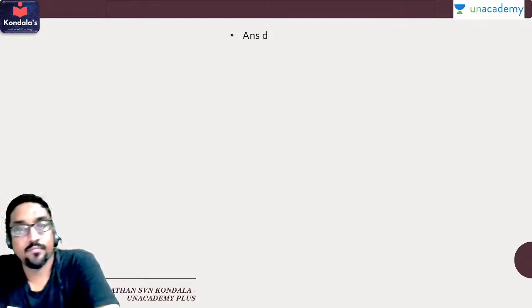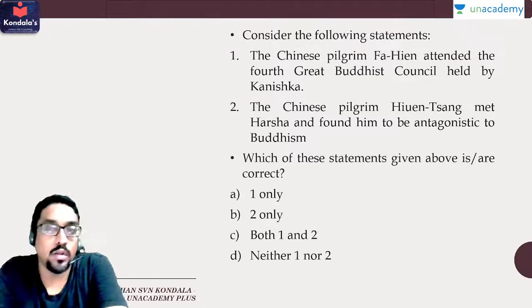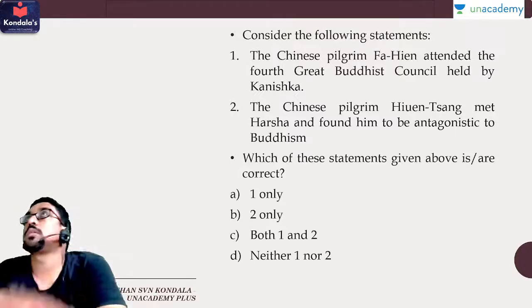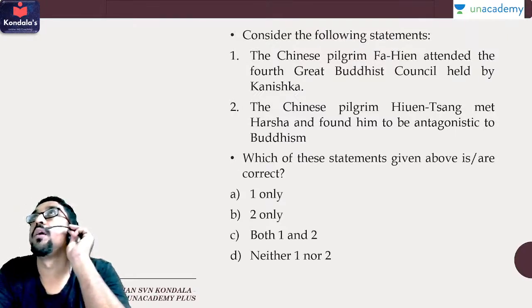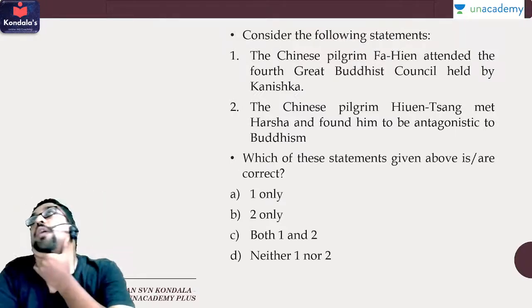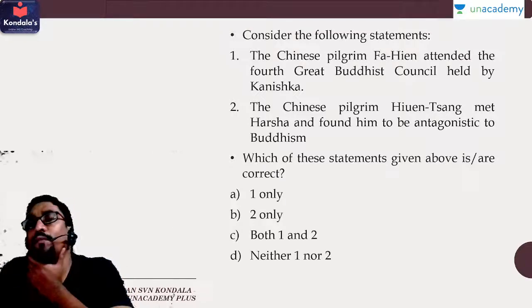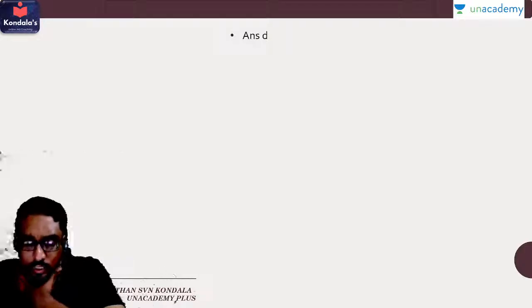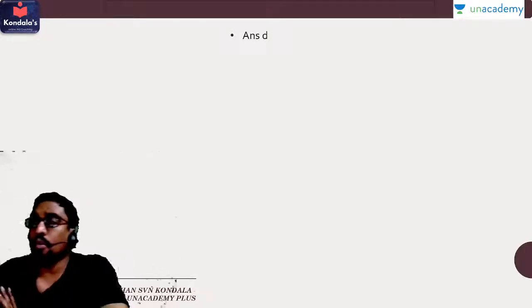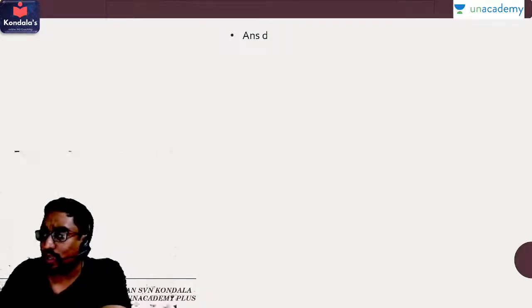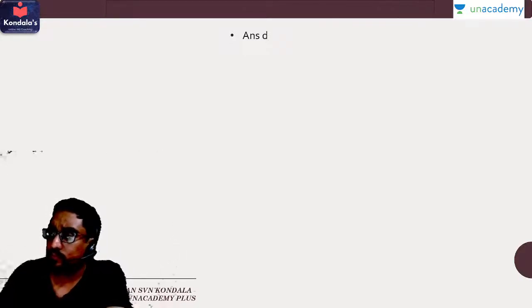Fa Hien did not attend the fourth Buddhist Council. The fourth Buddhist Council was about 72 AD, and Fa Hien was in the 4th century AD, about 400 years later. And Chinese pilgrim Huan Tsang actually found Harsha to be supportive of Buddhism, not antagonistic, not against Buddhism, but very, very supportive of it.